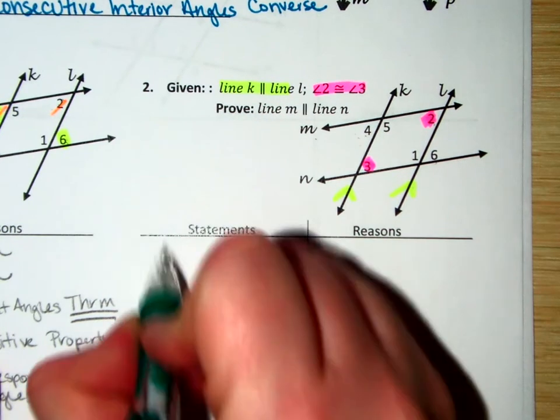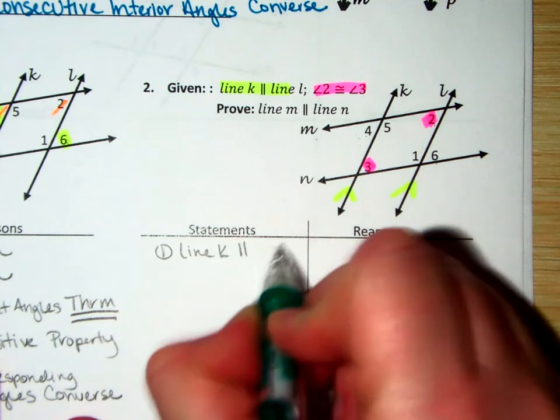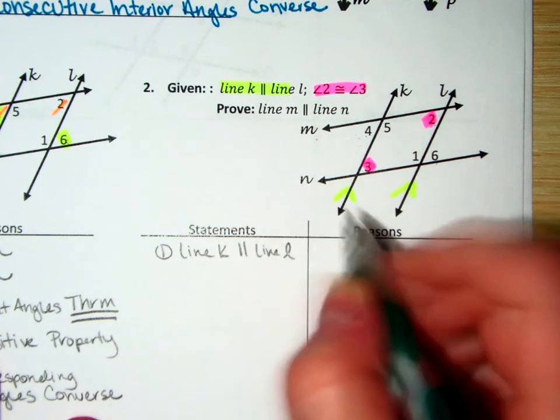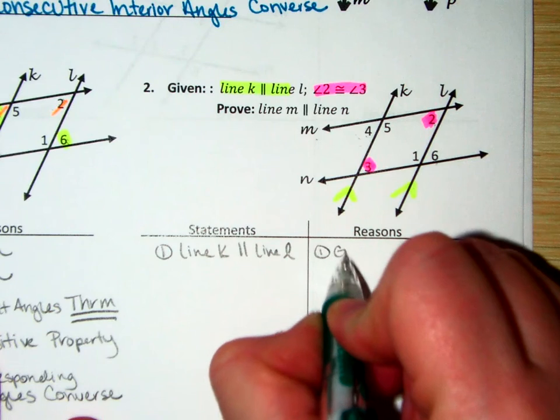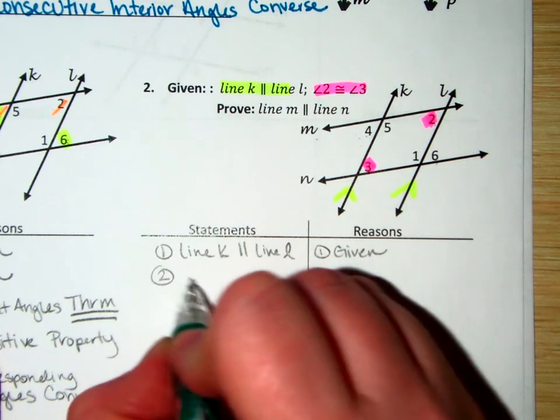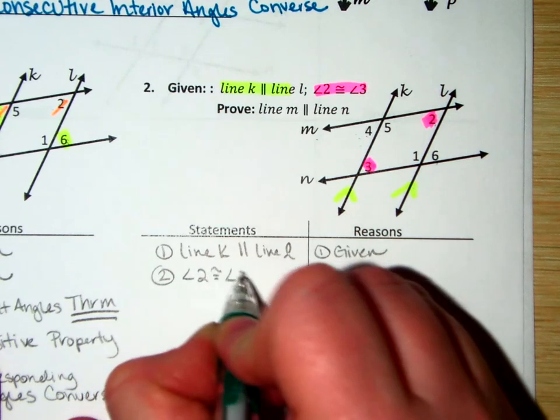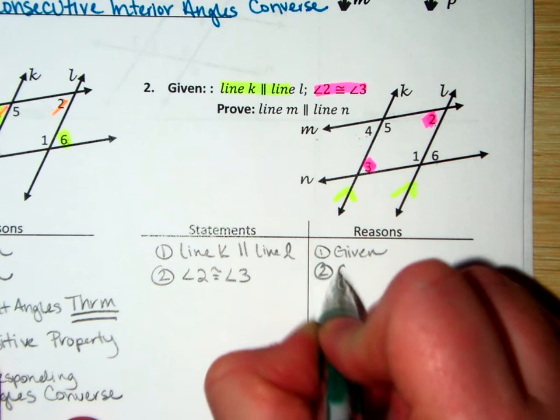So, number 1. Line K is parallel to line L. That is given. And then number 2, angle 2 is congruent to angle 3. This is also given.